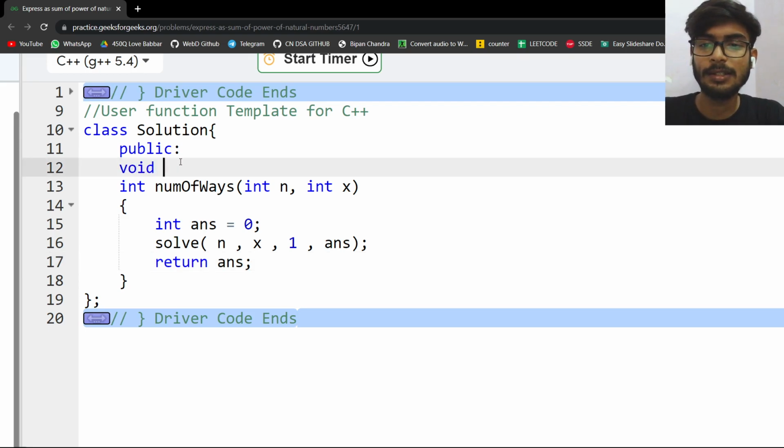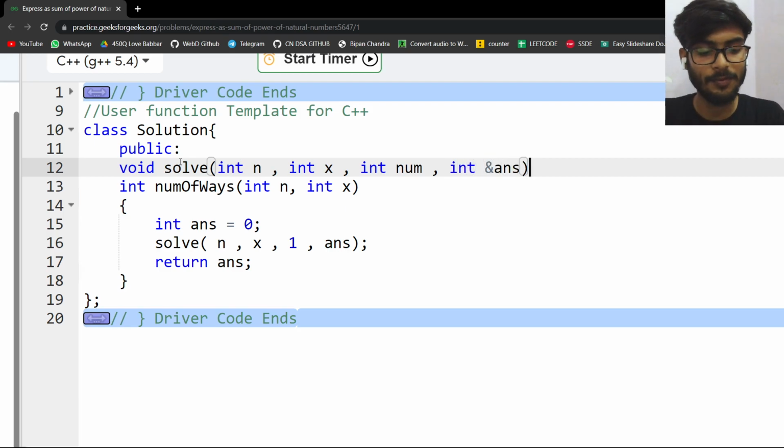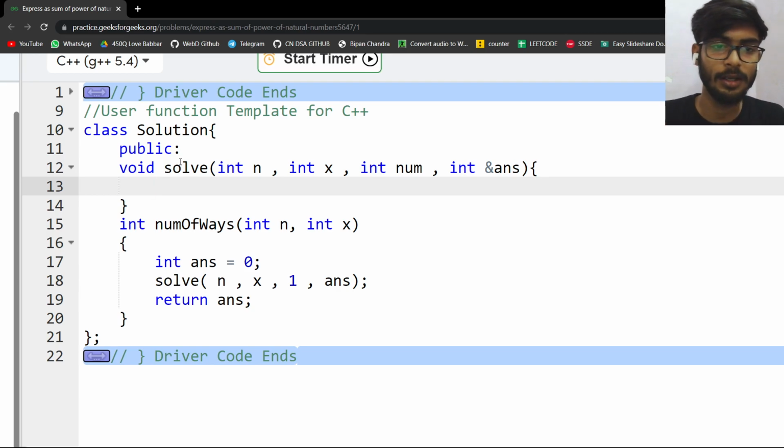Now in this solve function, I have taken n, I have taken x, and I'm going to name this one num, which I'm going to subtract from the target. Okay, and I'm going to take the answer variable as a reference variable, because the changes made in this solve function are going to be reflected also in our number of ways function. Those who know the difference between call by value and call by reference, it is asked everywhere, in class 11, class 12, first year, second year, third year, fourth year, so it is memorized, right?